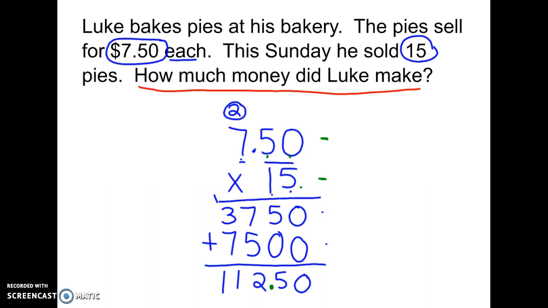So that's going to mean that my answer, again, I'm going to go back up to the question. How much money did Luke make? He made $112.50. And that is the answer.